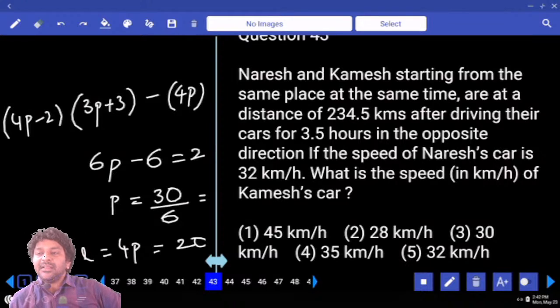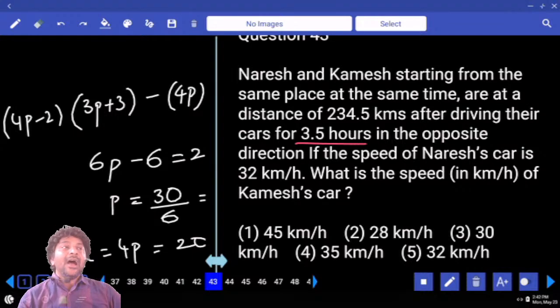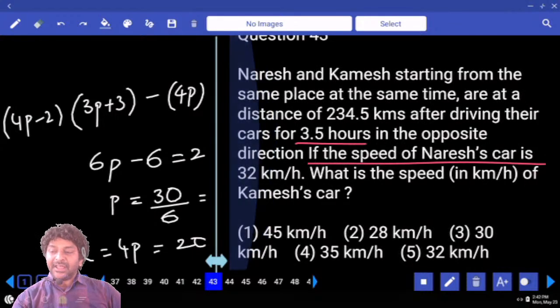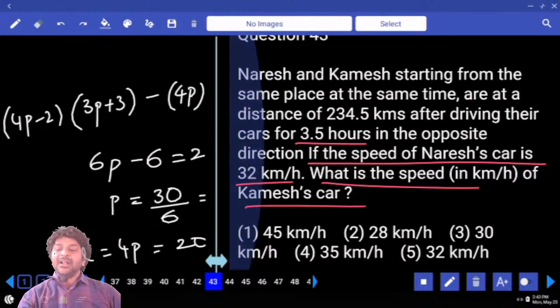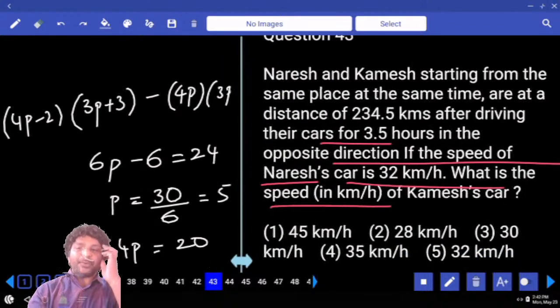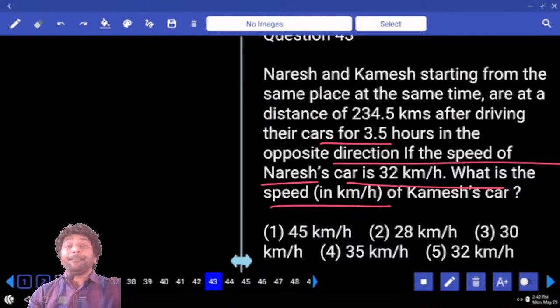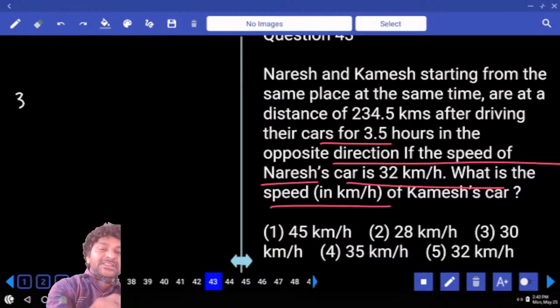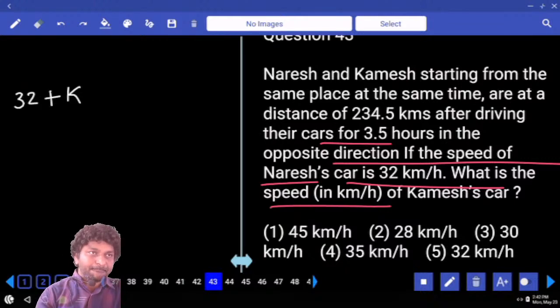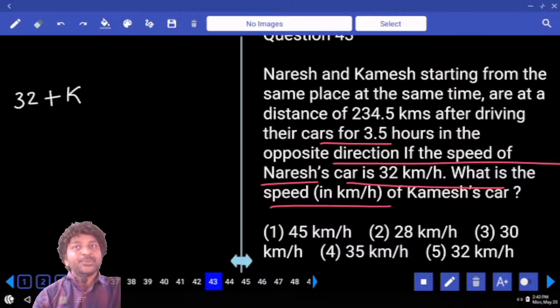Naresh and Kamesh, starting from the same place at the same time, are at a distance of 234.5 kilometers after driving their cars for 3.5 hours in opposite directions. The speed of Naresh's car is 32. What is the speed of Kamesh's car? If they are moving in opposite directions, relative speed becomes S1 plus S2. Naresh's car speed is 32, and let us assume Kamesh's car speed is k.